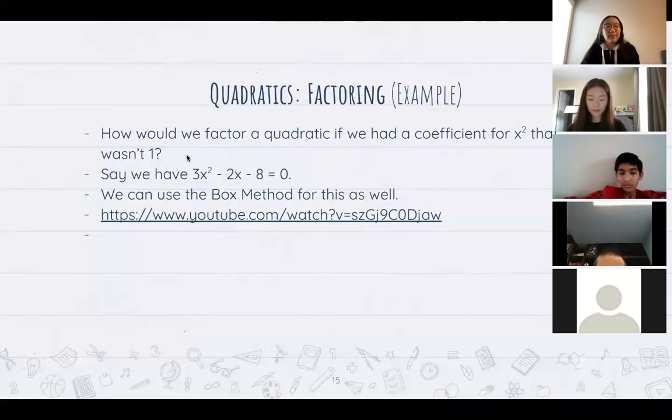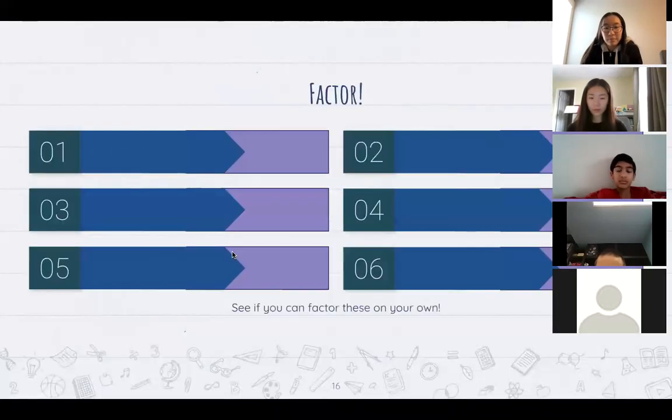All right. So like you saw in the video, you can use the box method even if there's a coefficient, just a number in front of the x squared term. And we're going to get some practice with this box method. Okay, so let's do the first one together. X squared minus 3x minus 4. So we're going to draw the box.